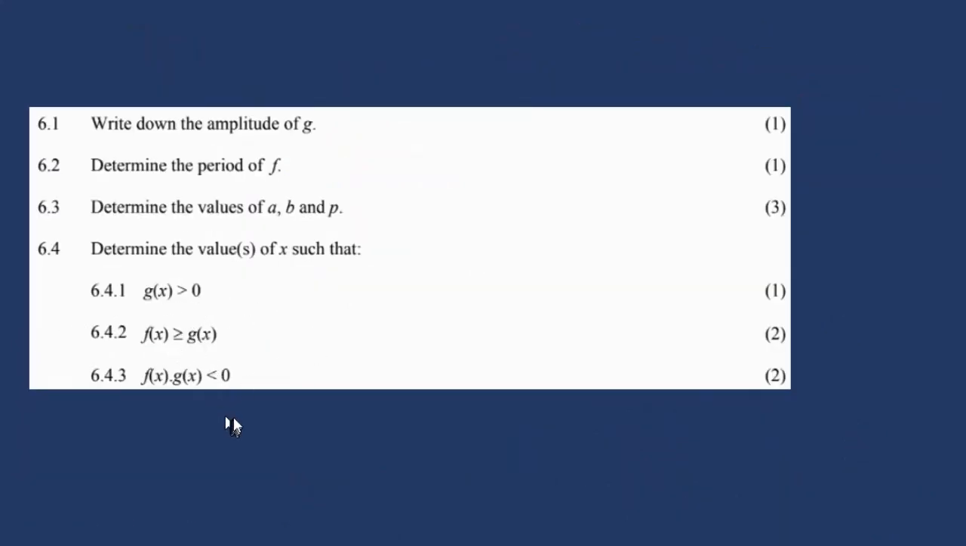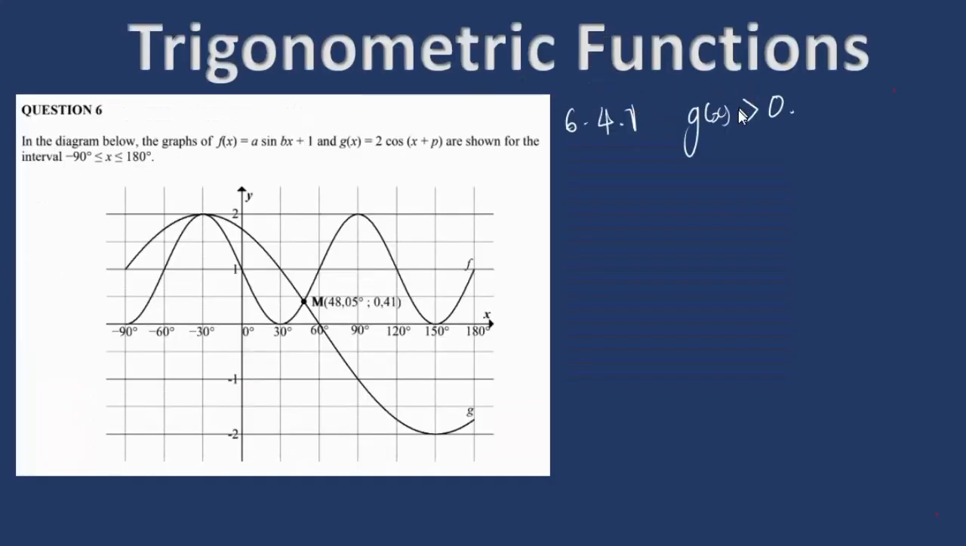The next part, now we have to answer 6.4, and this is pure graph interpretation now. So at this point here, it says determine the values of x. So our answer should be in terms of x. Determine the value or values of x such that the graph of G is greater than 0, right? So I wrote this thing here so I don't switch around.